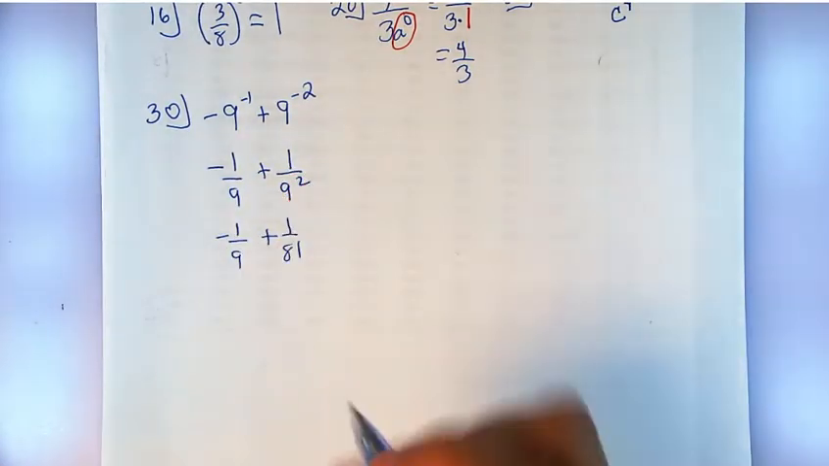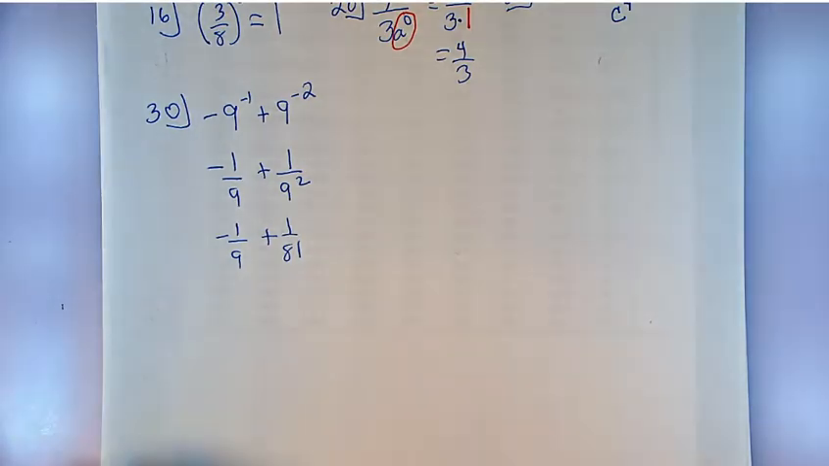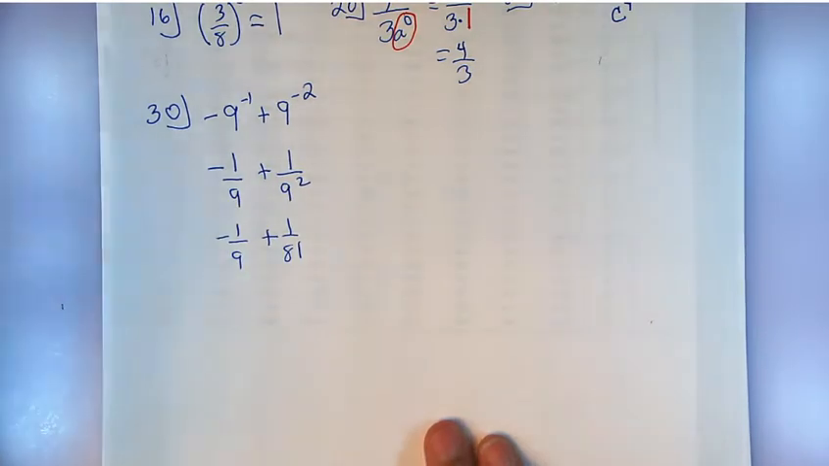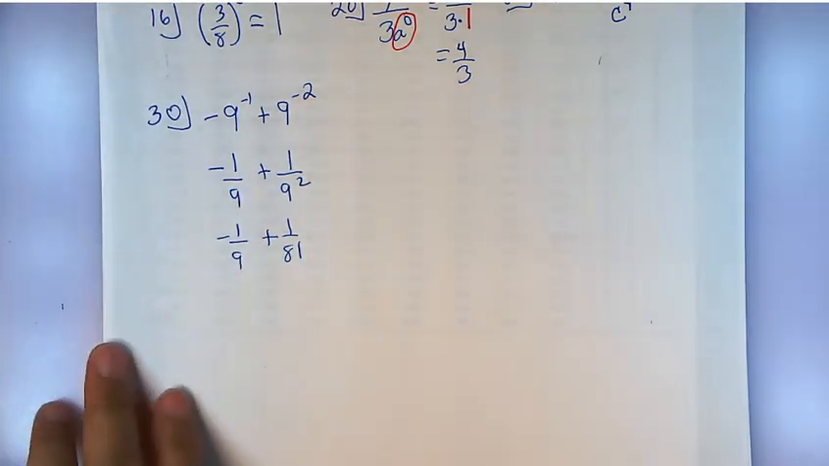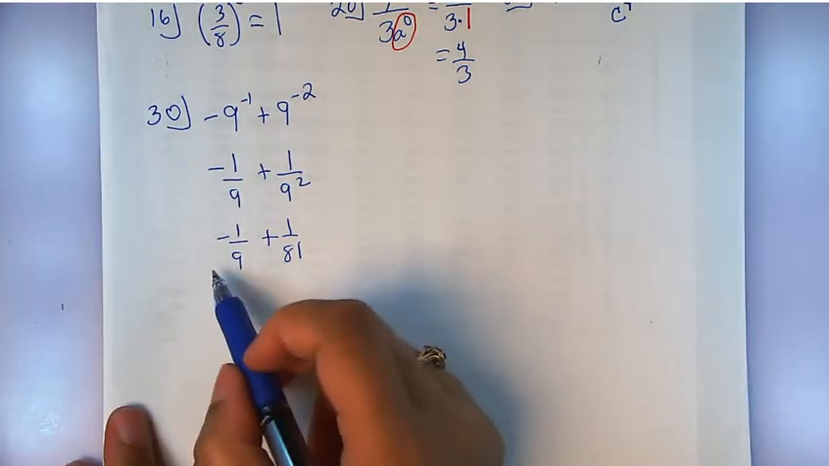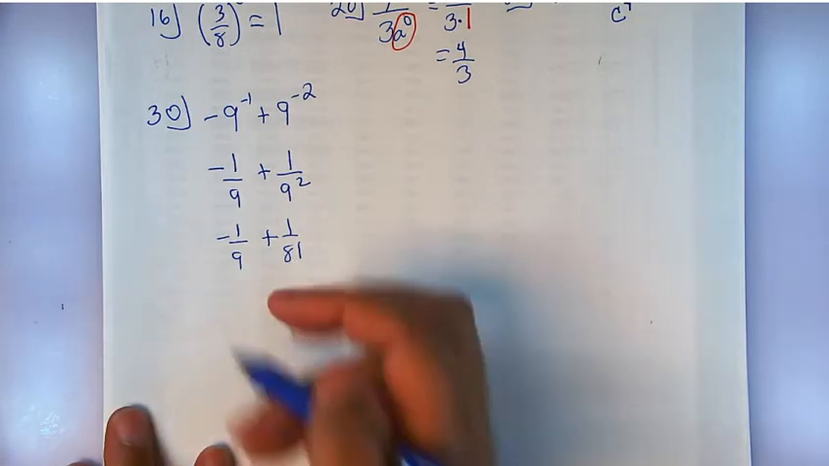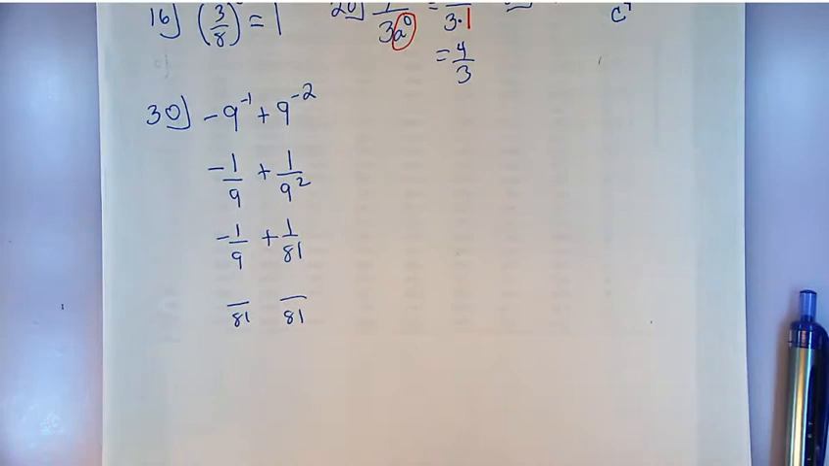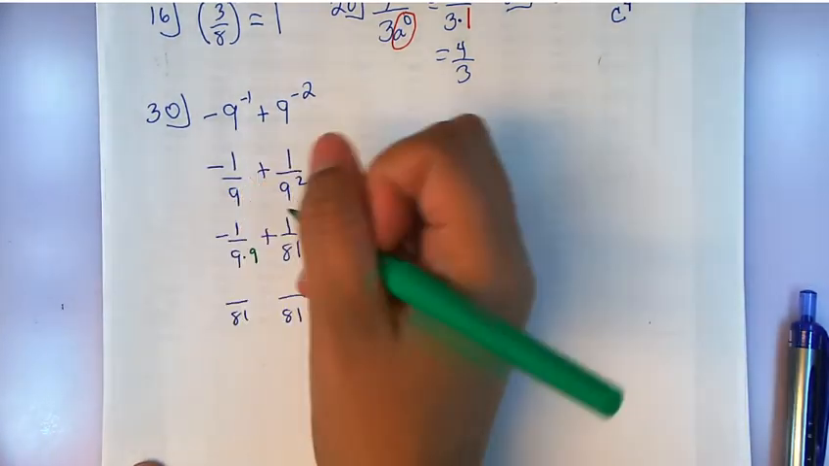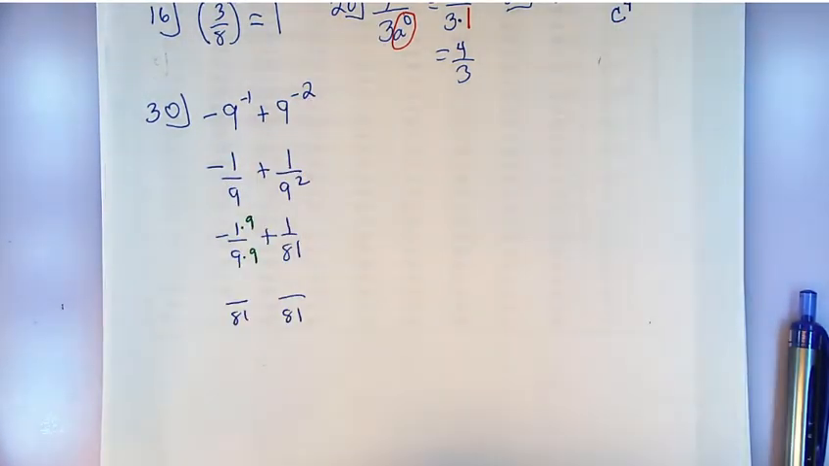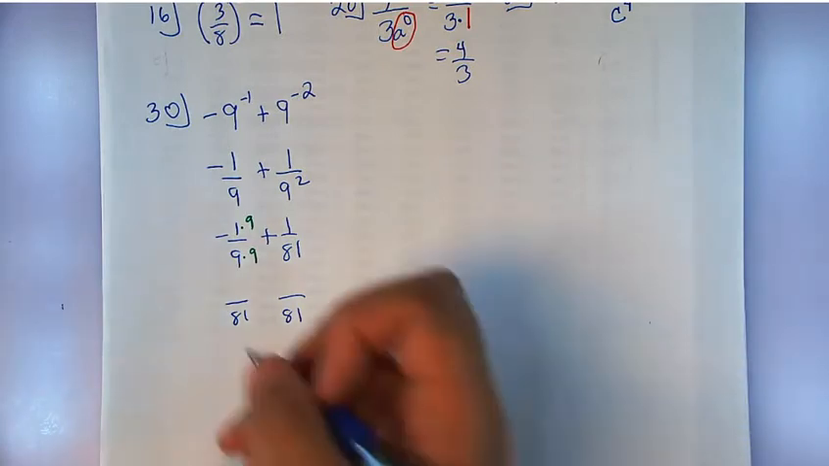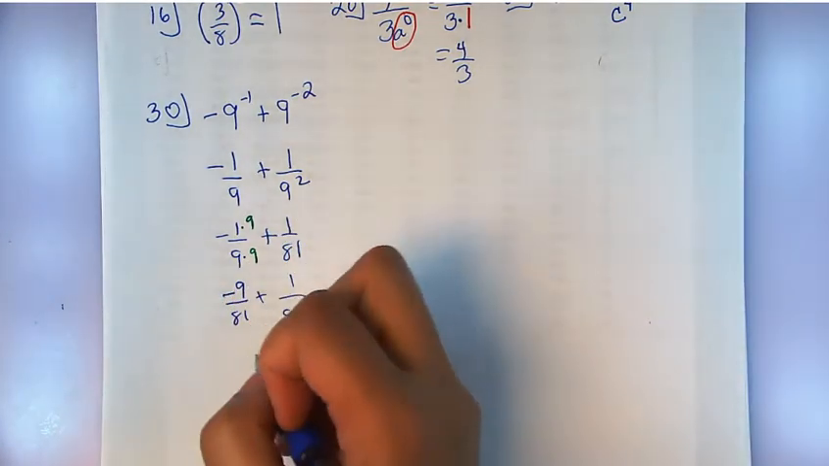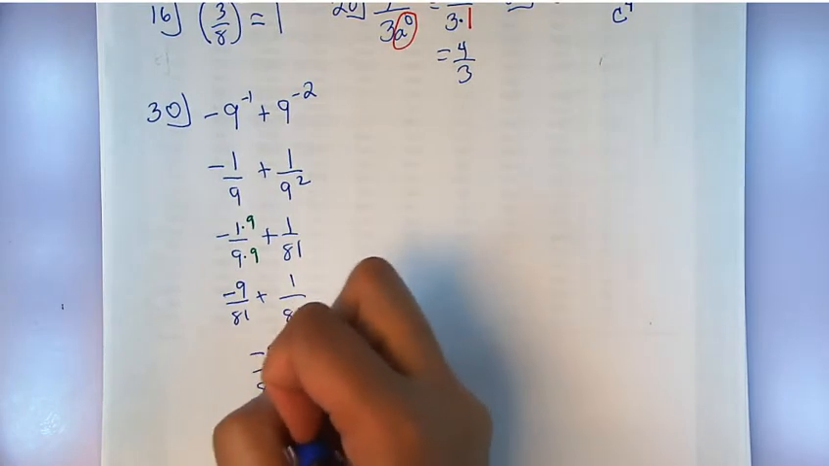And in order to do this, in order to add fractions, we don't like them, but that's okay, we can handle them. In order to add fractions, we need a common denominator. So what's the common denominator between 9 and 81? Well, the common denominator between 9 and 81 is 81. We have to multiply the 9 by 9 to make 81. If I do it to the bottom, I have to do it to the top. And I end up with negative 9 plus 1 over 81, which gives us negative 8 over 81.